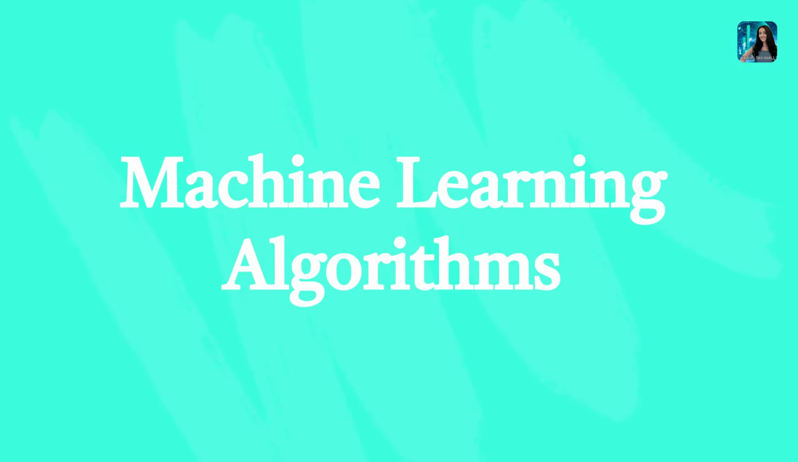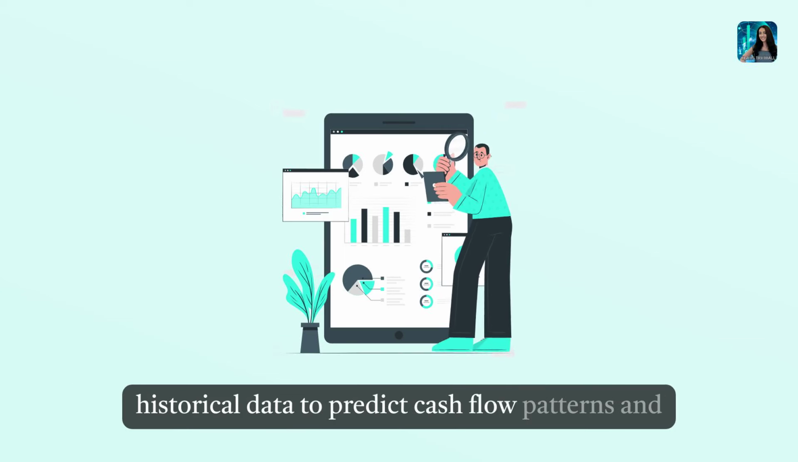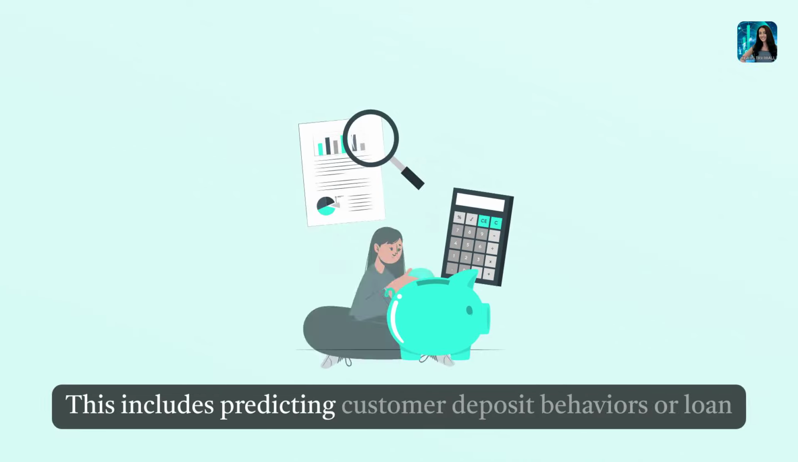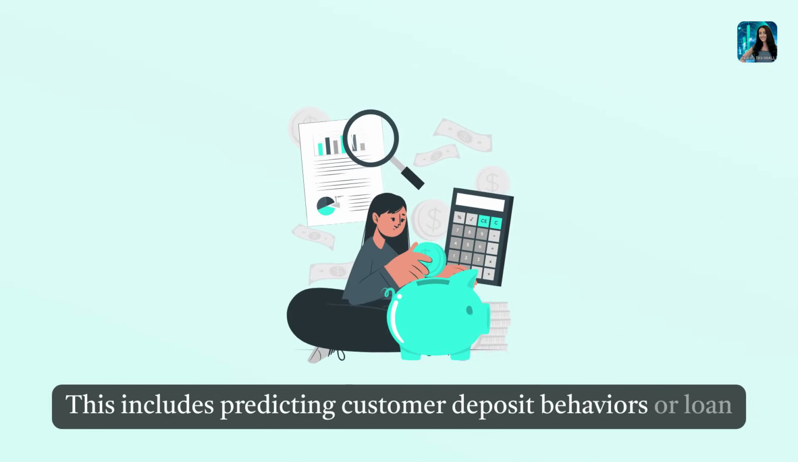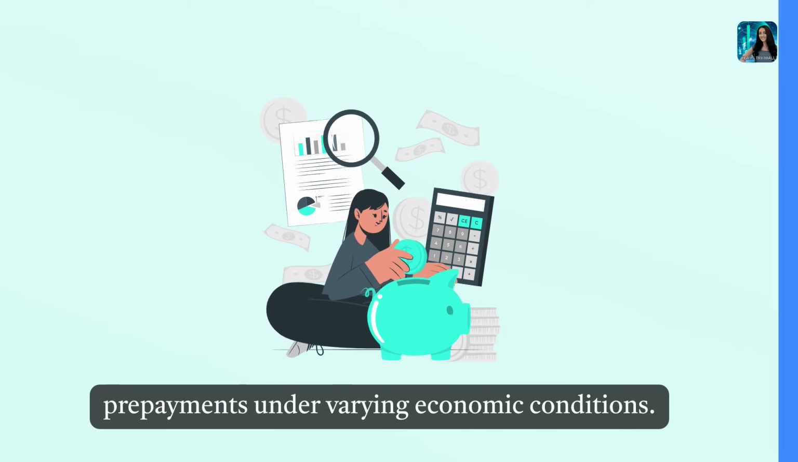Machine learning algorithms. Machine learning algorithms can analyze vast amounts of historical data to predict cash flow patterns and detect nonlinear relationships that traditional models might miss. This includes predicting customer deposit behaviors or loan prepayments under varying economic conditions.